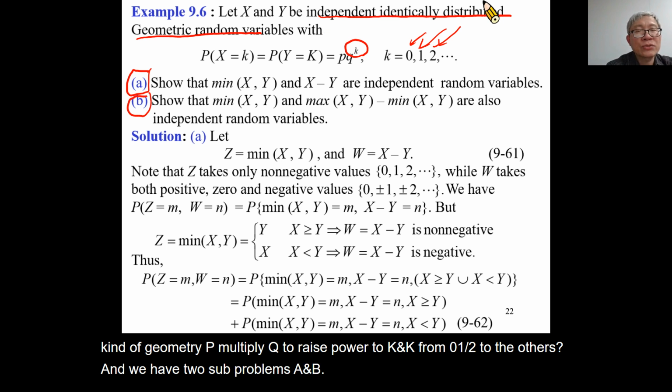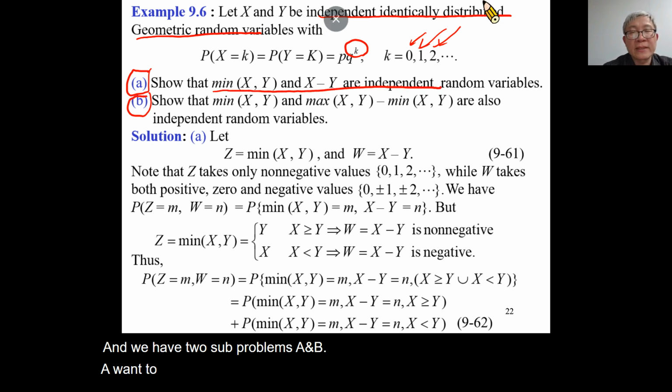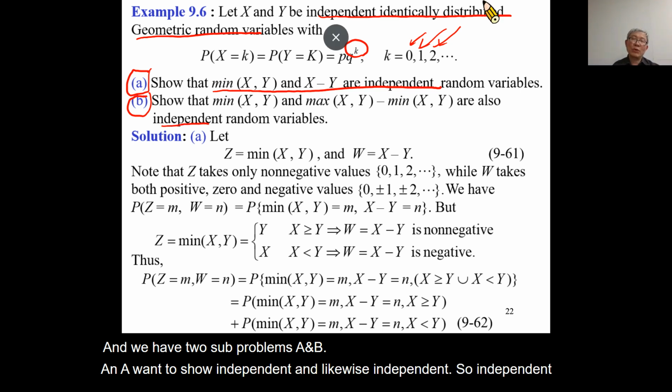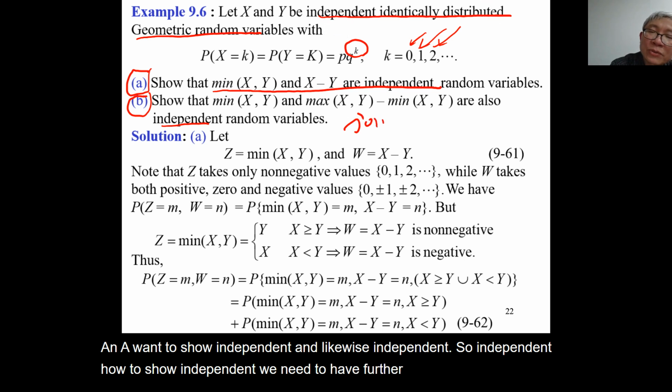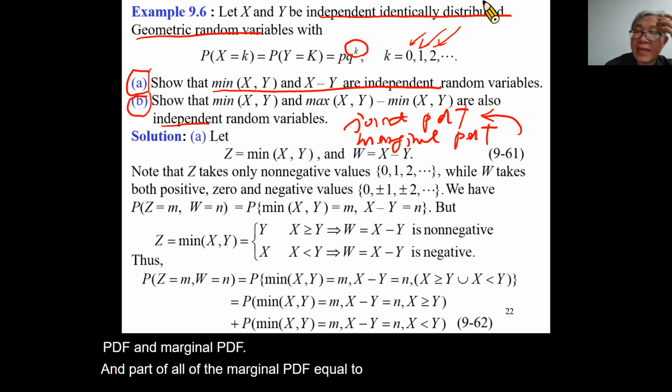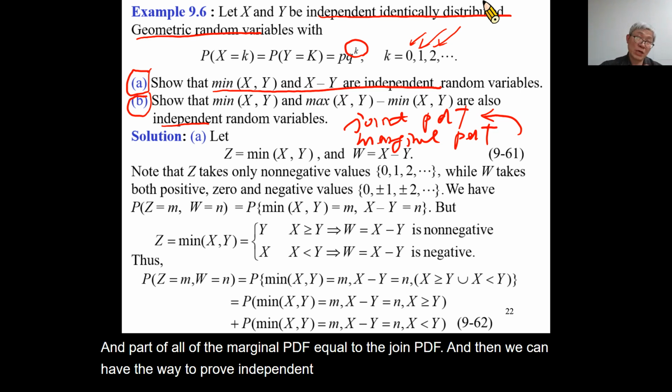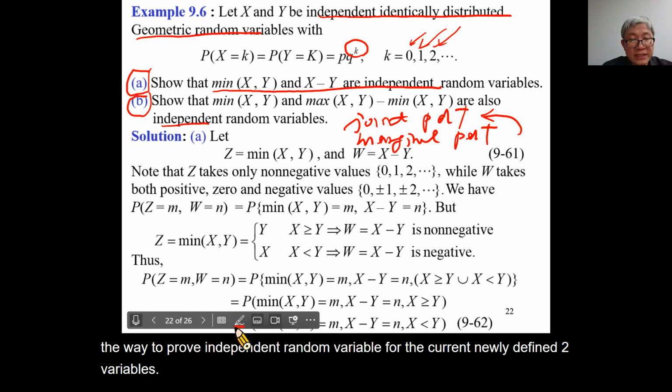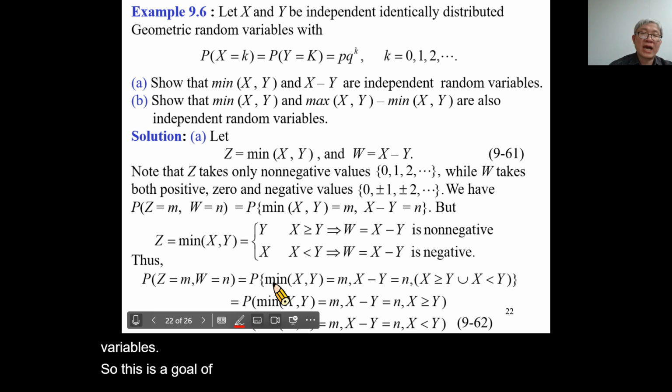And A wants to show independence. So independent, how to show independent? We need to have the joint PDF and marginal PDF. And the product form of the marginal PDF equal to the joint PDF. And then we can have the way to prove independent random variables for the current newly defined two variables. So this is the goal of the problem. So let's check how to do it.